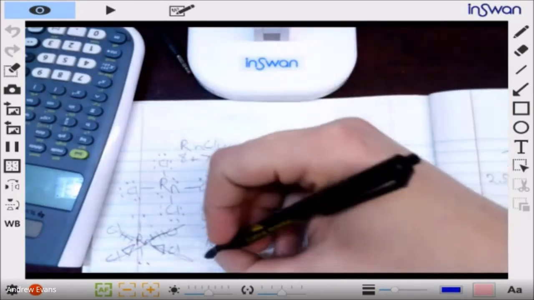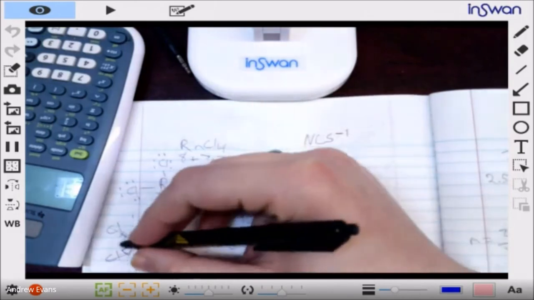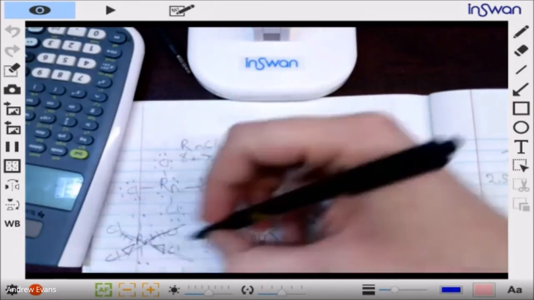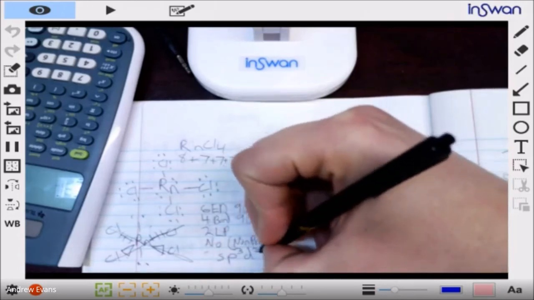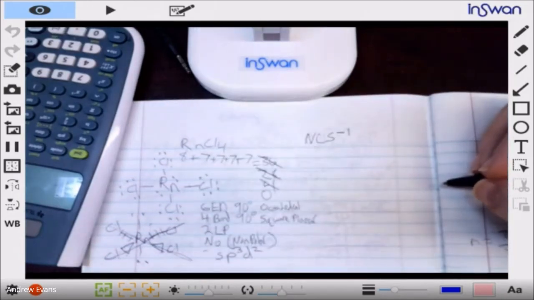And then finally, hybridization. 1, 2, 3, 4, 5, 6. 6 has to be sp3d2. And that's for all octahedral structures.